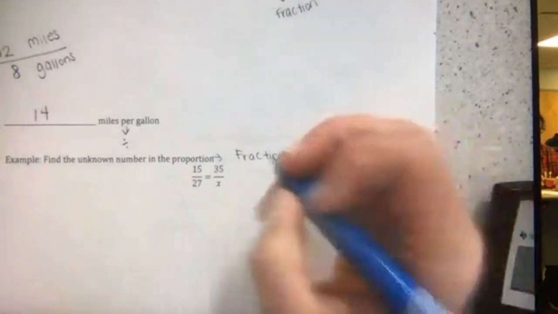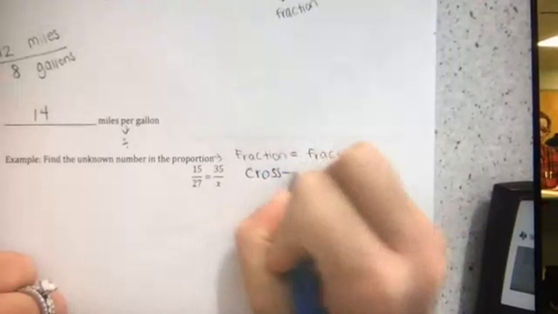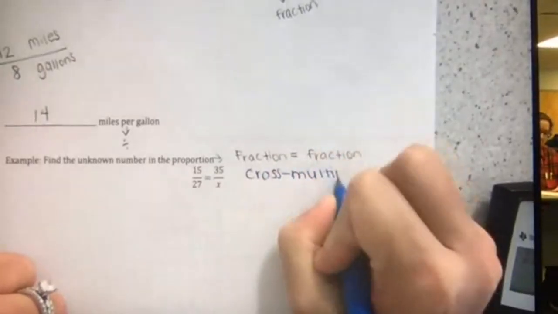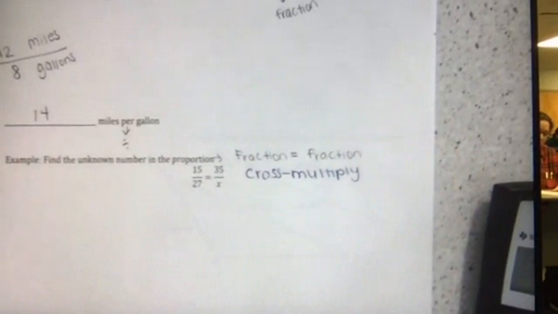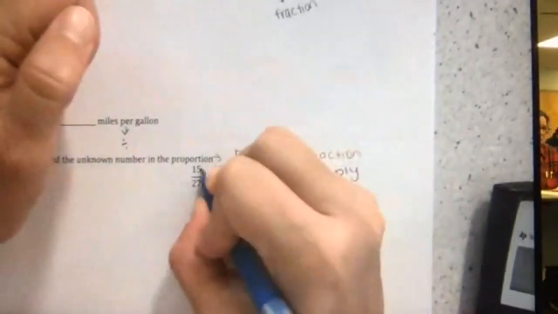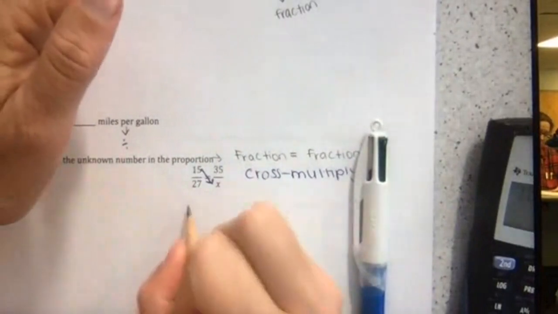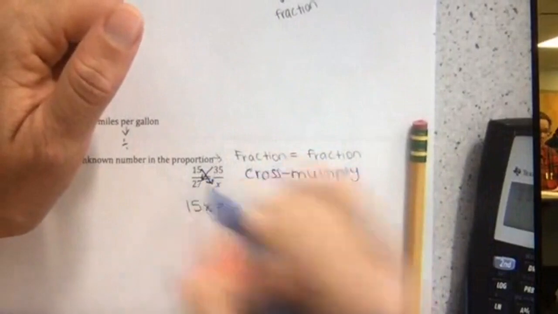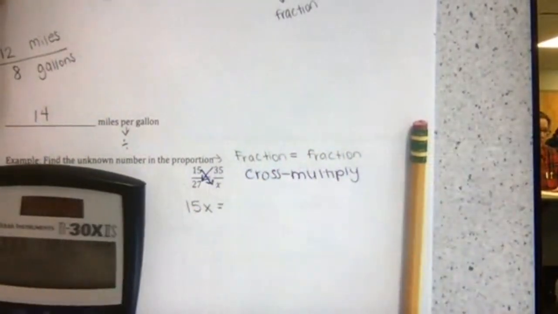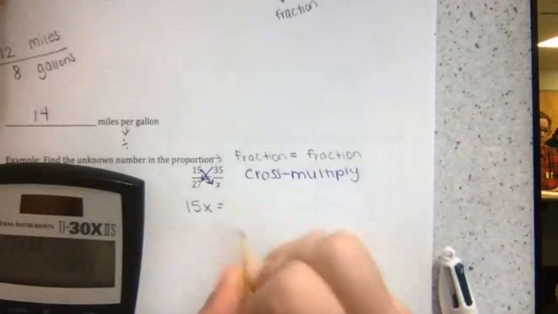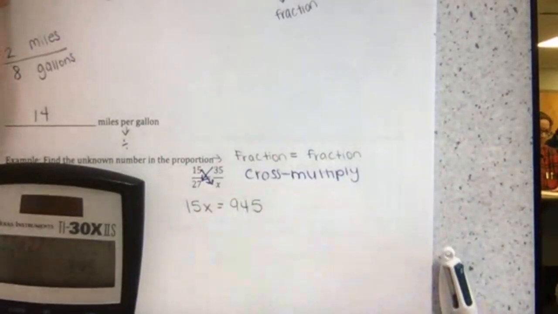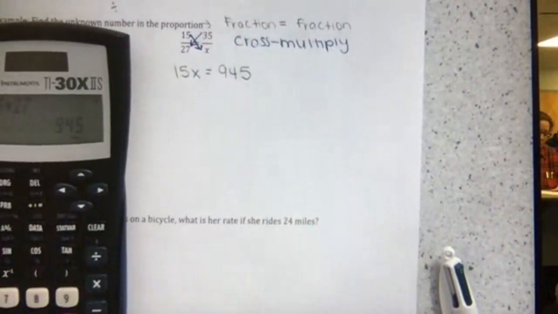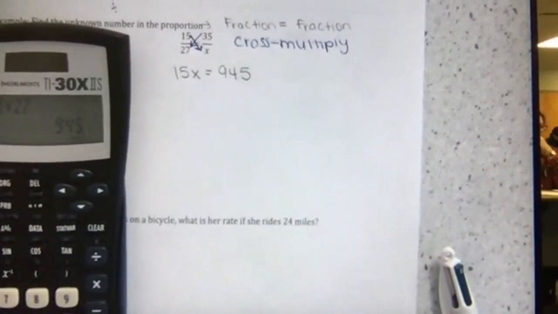Whenever you have a proportion, you are going to think cross multiply. So now is when the cross multiplying comes into play. So let's cross multiply. That means 15 times x, which is 15x, equals 35 times 27, I don't know, 945. So 15x equals 945. I cross multiplied to get rid of my fractions.